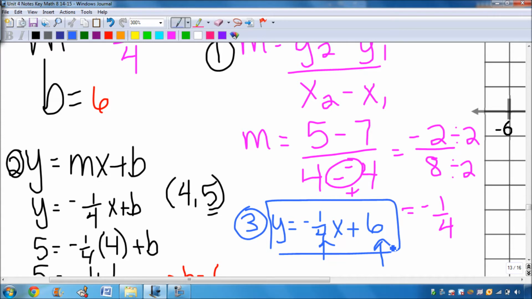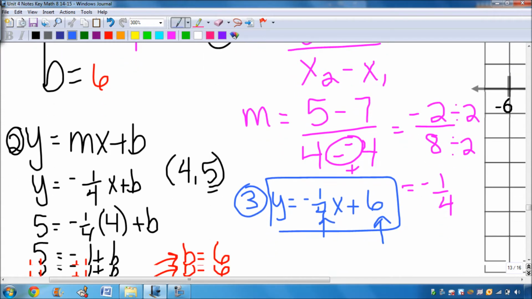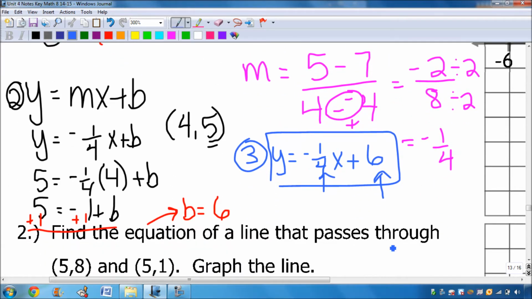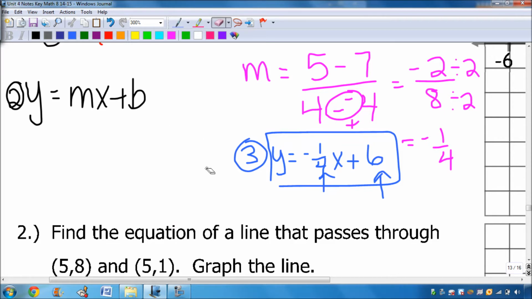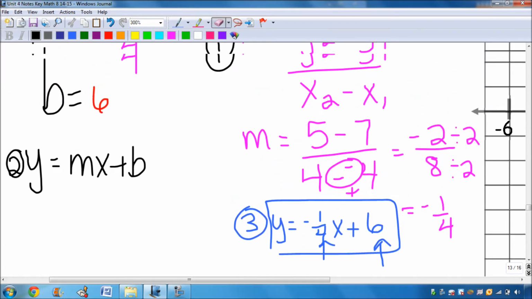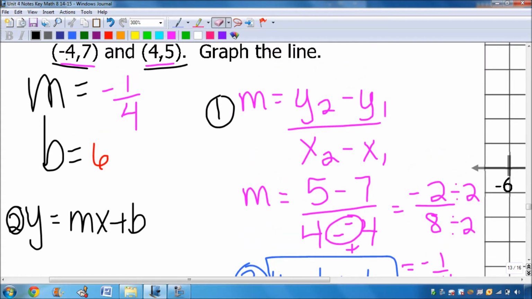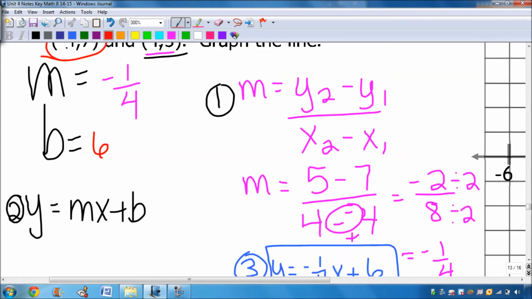Okay? Now, I want to show you what would happen if you chose to use a different coordinate instead of (4, 5). Okay, so now I'm going to find out what the equation of the line is going to be, but instead of using (4, 5), I'll use the other coordinate, which was (-4, 7). So I'm going to use (-4, 7). See how this is my other coordinate right here? So I'm going to use (-4, 7) instead of (4, 5).